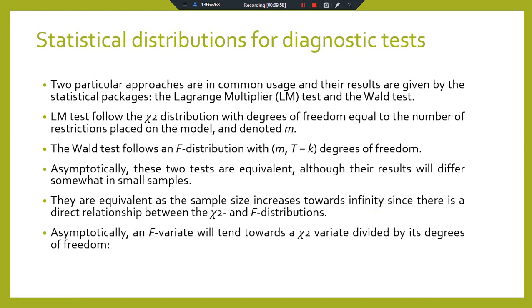So asymptotically, an F variate will tend towards a chi-square variate divided by its degrees of freedom. Technically, F follows the degrees of freedom m and T minus k, but chi-square follows the degrees of freedom m, divided by the degrees of freedom. This is the case when the number of observations tends to infinity. If you have a small sample size or a small number of observations, then the F test and the chi-square test will give you different outcomes.